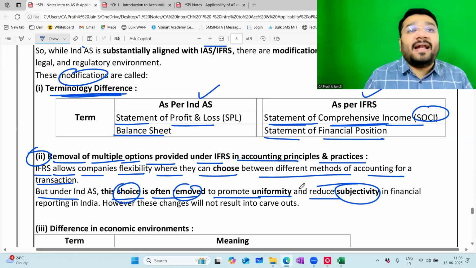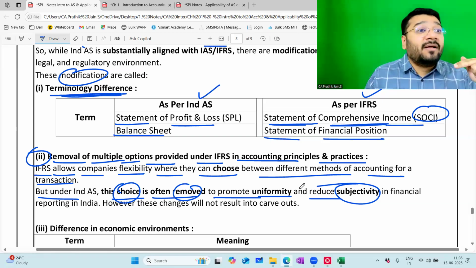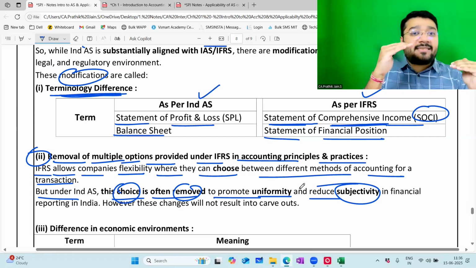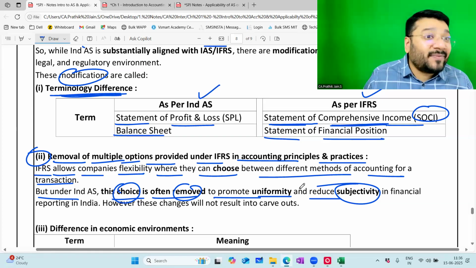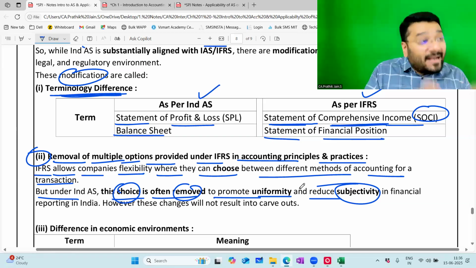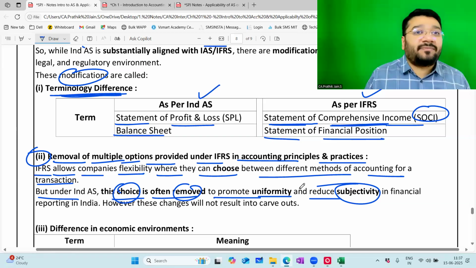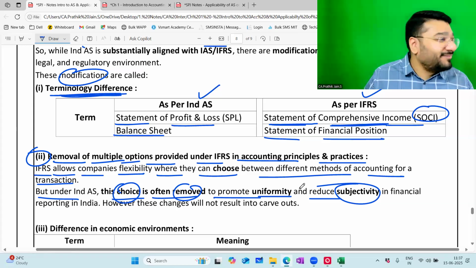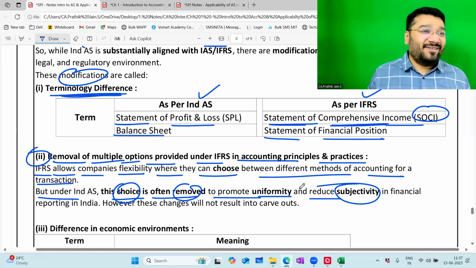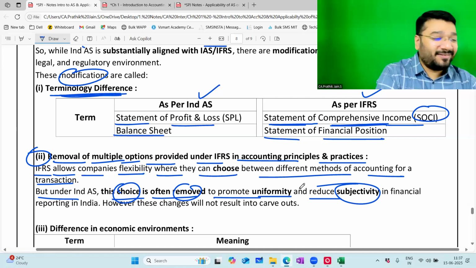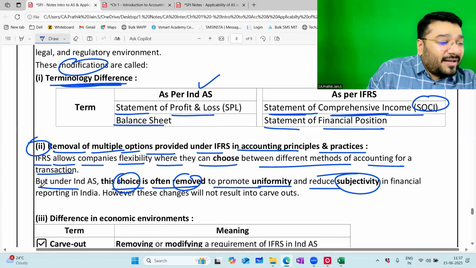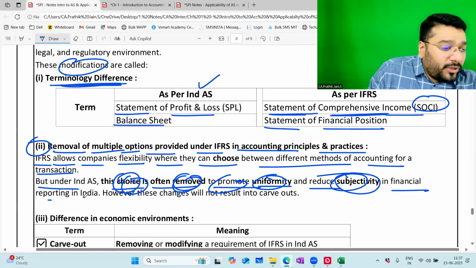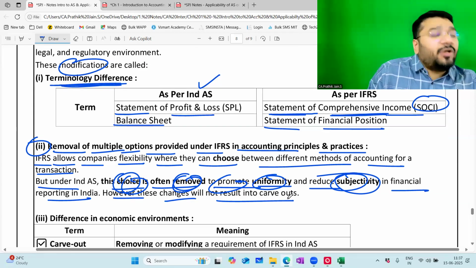That's why we still say Ind AS is principle based. When I compare the accounting standard and Ind AS, in Ind AS we still have more flexibility compared to the accounting standards. That's why we say Ind AS and IFRS are principle based. But foreigners are more open, so we have to again play with our limits. Under Ind AS, the choice was removed to promote uniformity and reduce subjectivity in the financial reporting of India. However, these changes will not result in carve-out.